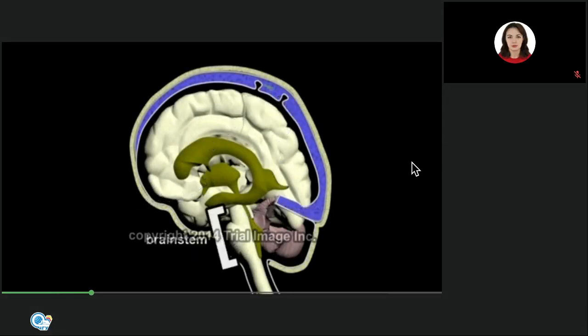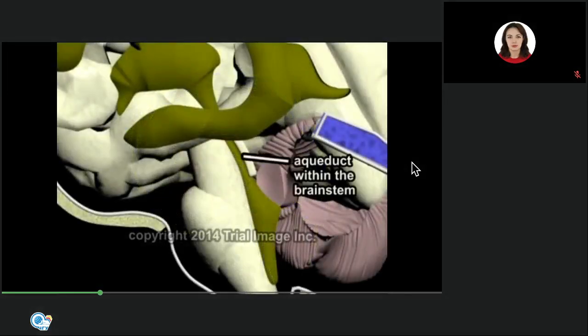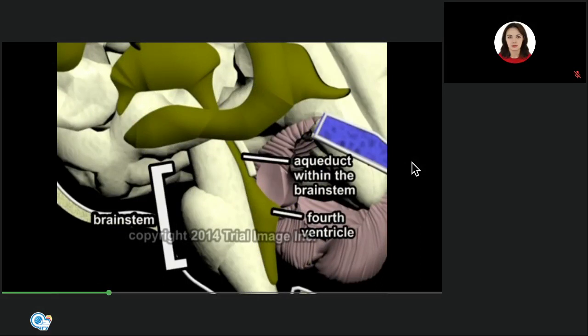The brainstem represents the lowermost portion of the brain and connects the brain to the spinal cord. Here we see a close-up view of the relationship between the aqueduct, the fourth ventricle, and the brainstem. As can be seen here, the aqueduct actually lies within the substance of the brainstem.